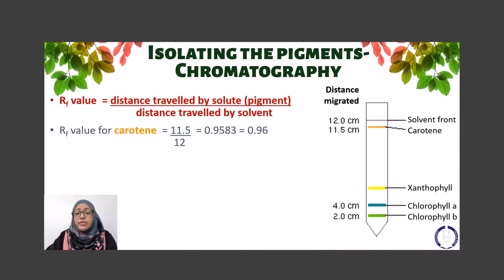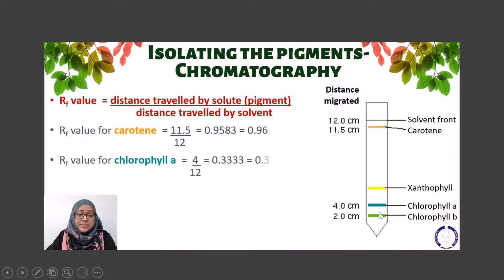Alright. So for example, we would do it for something else again. Let's say chlorophyll A here. Chlorophyll A, so that's 4.0 divided by 12, and you get the answer as 0.33.